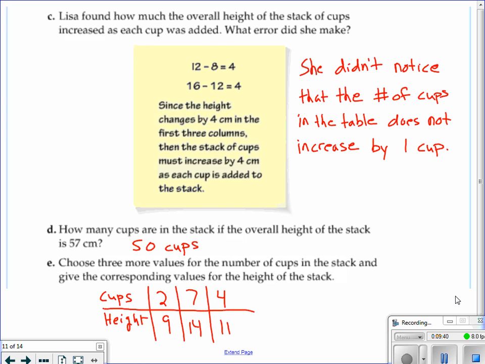Part D, how many cups are in the stack if the overall height of the stack is 57 centimeters? Well, if you look on the table and find where the height is 57, you'll notice that that's 50 cups. And then part E, just choosing 3 or more values here for the number of cups in the stack and the corresponding values for the height of the stack. So I just threw in 3 that were not on there. 2 cups, the height is 9. 7 cups, it would be 14. 4 cups, it would be 11 centimeters high. Again, you could throw in any 3 there that you would like.